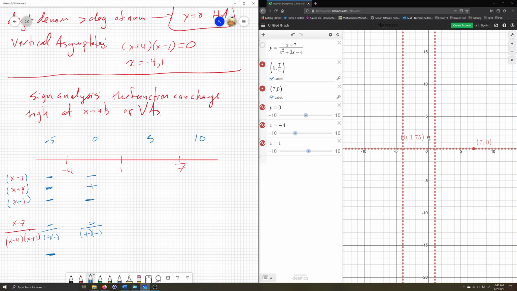All right. So if x is 3, then x minus 7 is negative 4. X plus 4 is positive 7. And x minus 1 is positive 2. So then you're going to have a negative number over two positive numbers. So the whole thing's going to be negative. And then if you get 10, then you've got positive, positive, positive. So everything is positive. And the whole thing is positive. And so the graph is going to be below the x-axis, above the x-axis, below the x-axis, and above the x-axis. So what's that going to look like?